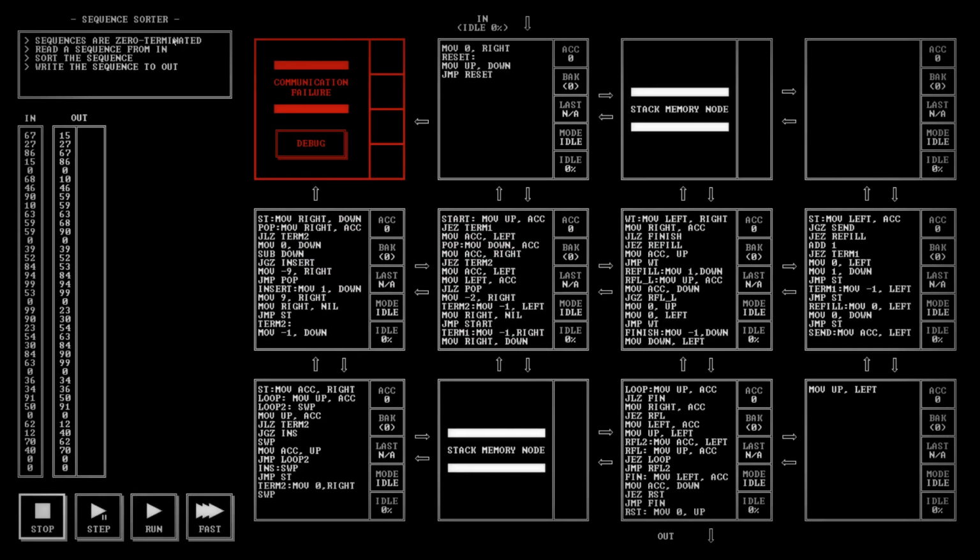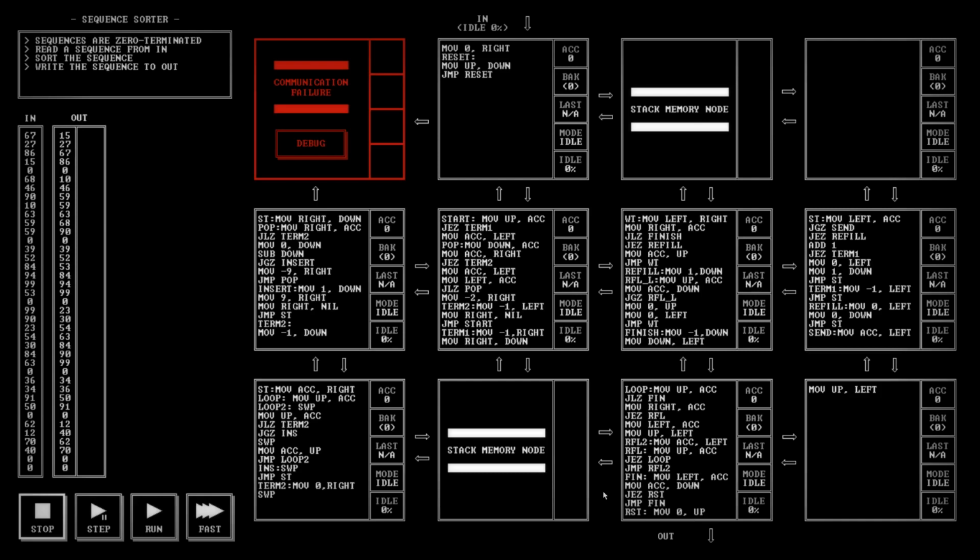Anyway, yeah, so sequences are 0 terminated. Read a sequence from in, sort the sequence, write the sequence to out. So you get 67, 27, 86, 15, 0. You have to write 15, 27, 67, 86, 0. So ascending order, unsigned non-zero integers, terminated by zeros. So just a bunch of these sequences, sort them into the appropriate order. So yeah, you get 2 stacks, input comes in here, output goes out here.